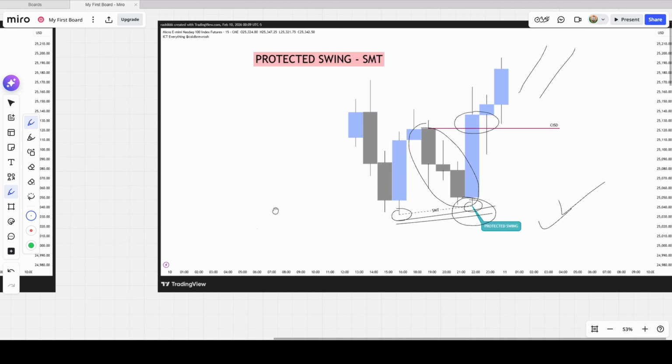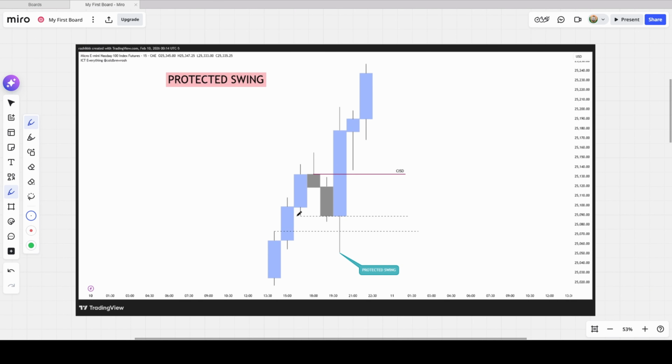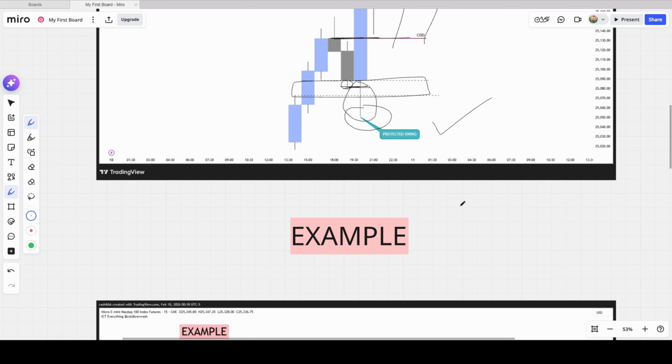The second type of protected swing comes from a fair value gap. In the first two cases, the protected swing is created after a high or low is swept. In this case, price does not need to sweep a low. Instead, price trades into a fair value gap. When price reaches into a fair value gap, I then locate the low formed inside that area. From there, I identify the series of down-closed candles that created that low. Once price closes above those candles, that low becomes protected, and I expect it to hold if price is going to continue higher. Now let's look at this in context.